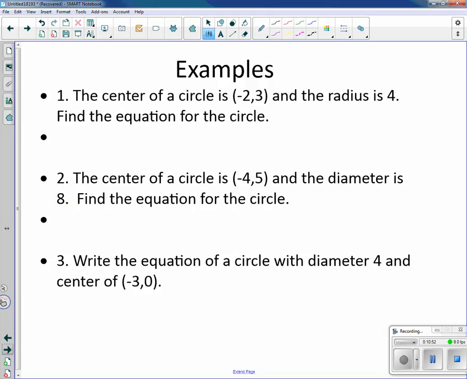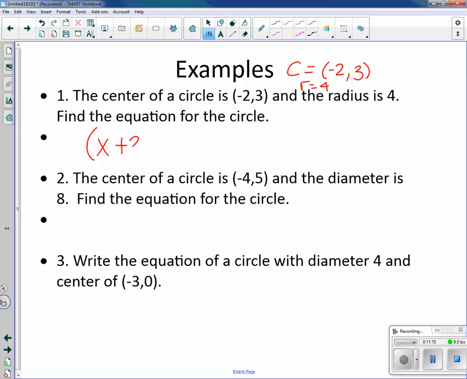Let's do an example here. The center is at -2, 3, and the radius is 4. Write the equation. We just did that, so you all should be able to do it. Go for it. I usually write the center and radius out so I see them. My radius is 4.